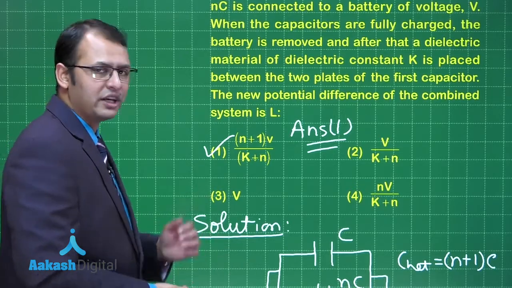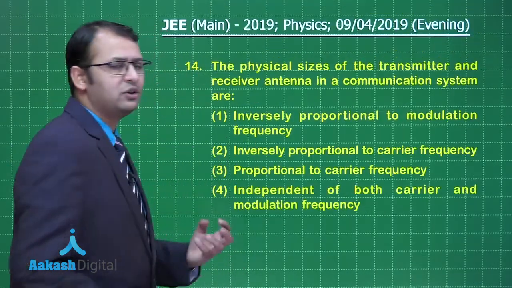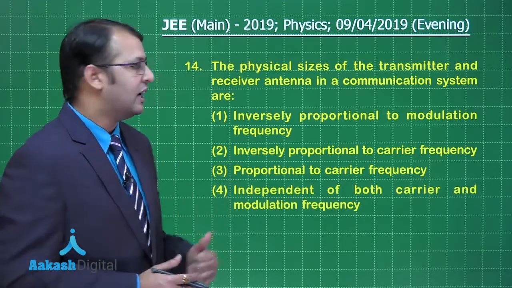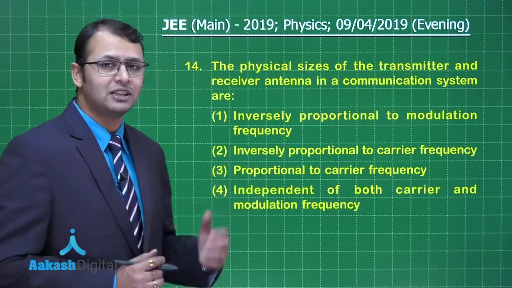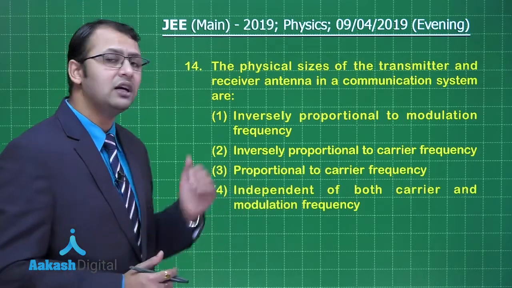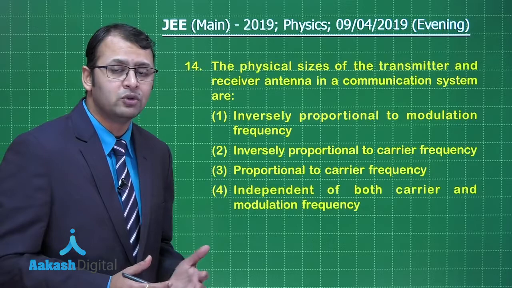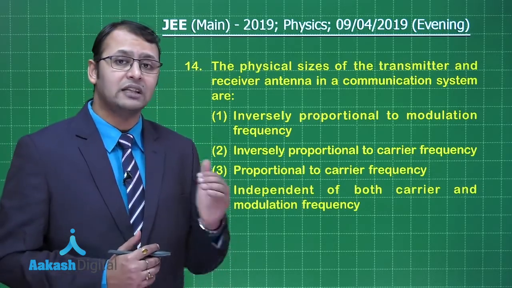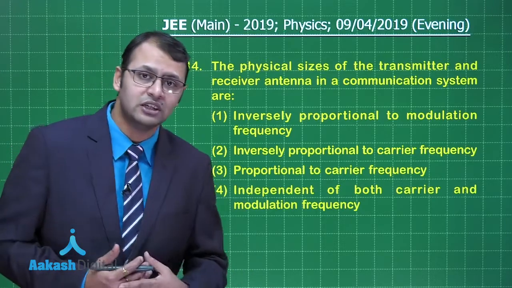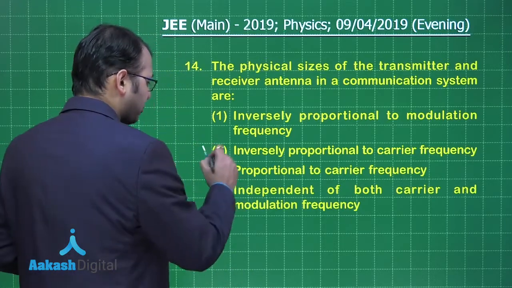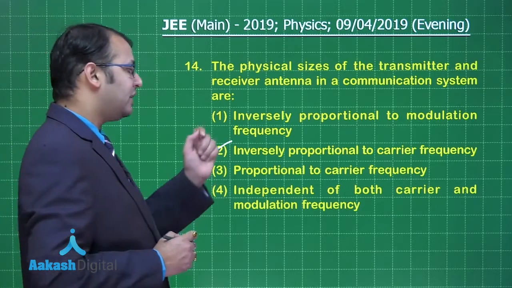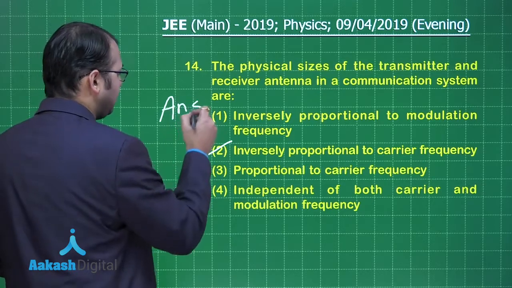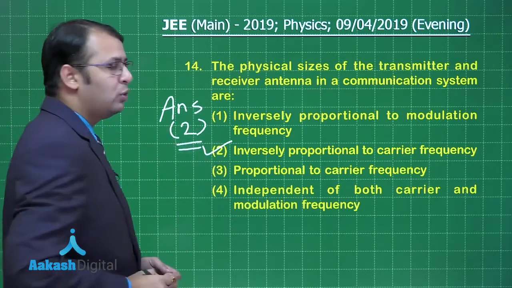Now let's move on to our next question. In this question, you see this belongs to section of modern physics from the chapter Communication System. As per the question, the physical sizes of the transmitter and receiver antenna in a communication system depends on. So size of antenna is dependent on the wavelength of the carrier wave, right? And the wavelength is inversely proportional to frequency. So among the four given options, option number 2, that is the size will be inversely proportional to carrier wave's frequency. Answer to this question would be option number 2. I hope you have understood this one.